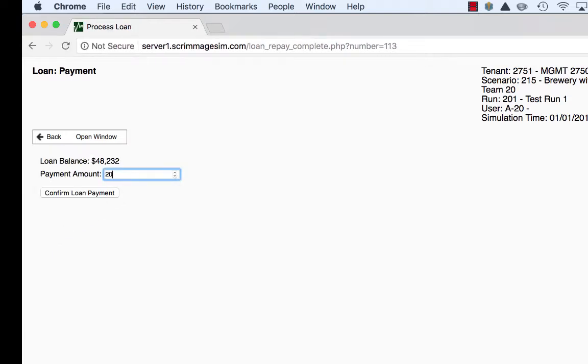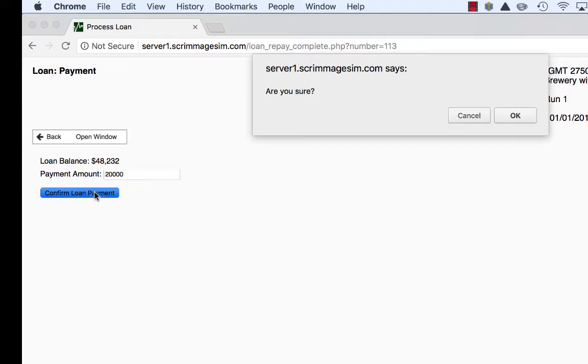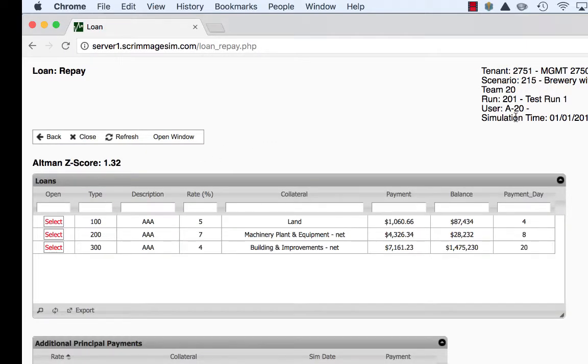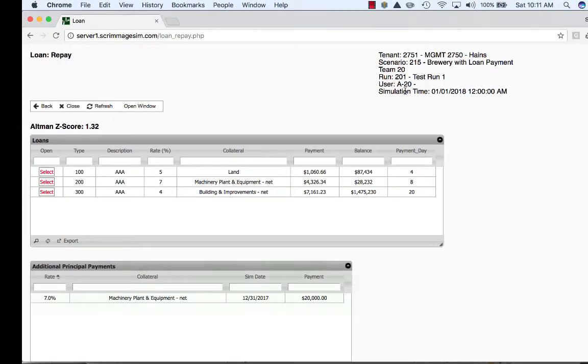Suppose the payment amount is $20,000. This is entered with no dollar signs, no commas, just 20000. Click Confirm Loan Payment. The pop-up window asks you to confirm the loan payment. Select OK. And now the balance on the loan, you can see, has been reduced to $28,232. And the additional payment is shown in the table below.